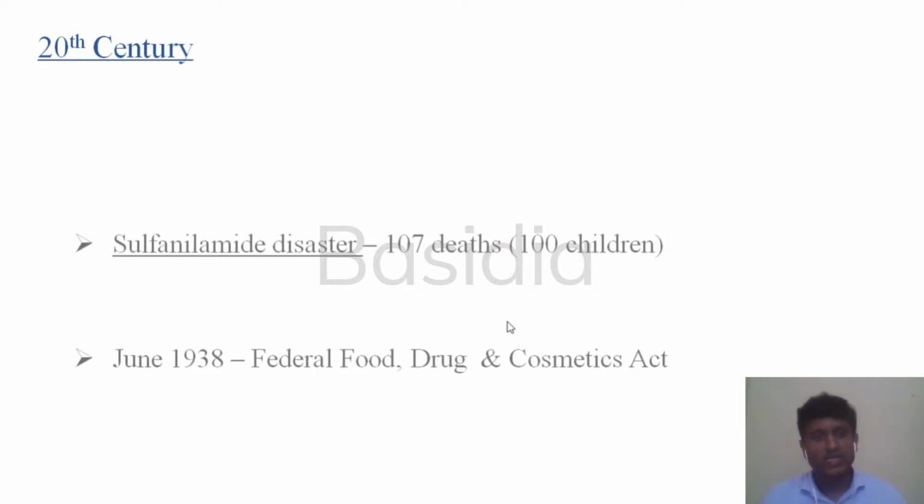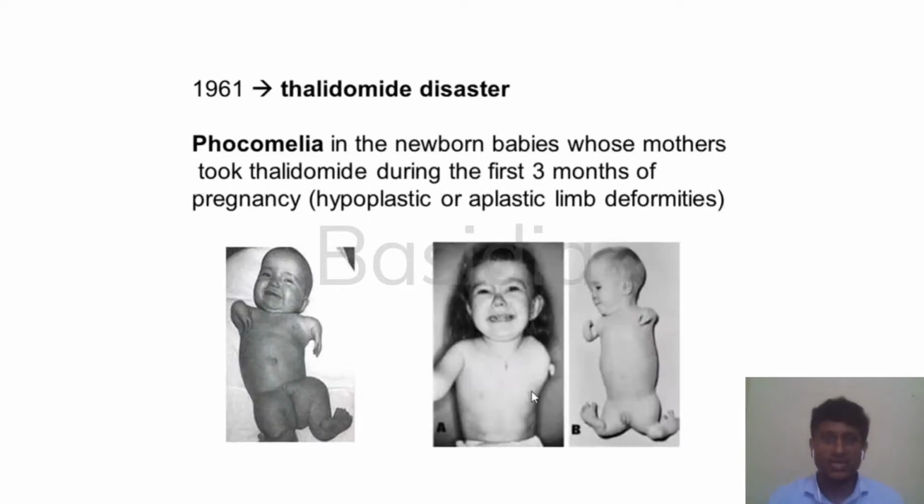Soon after this, they developed the Federal Food, Drug and Cosmetic Act, which said that there should be toxicity studies before a drug comes into the market. That was the conclusion they made, but still it wasn't enough. Now we could see another disaster in 1961 that was considered the thalidomide disaster. We can see here the seal limbs. Hypoplastic or aplastic limb deformities were seen in thousands of babies, and it was called phocomelia or seal limbs.